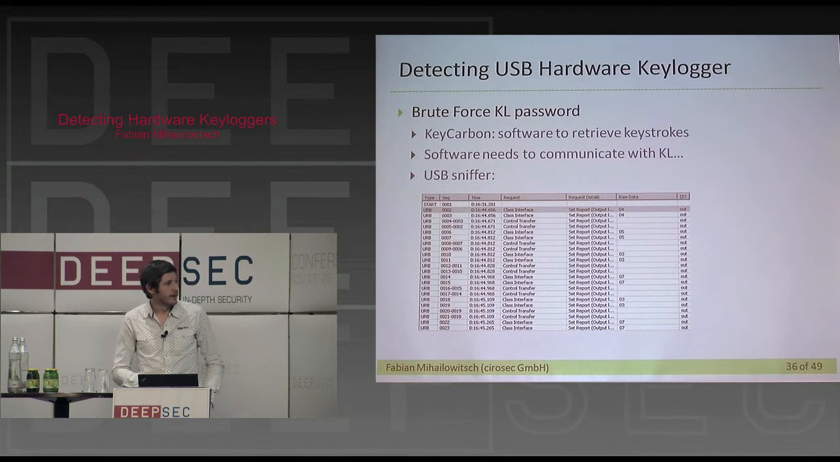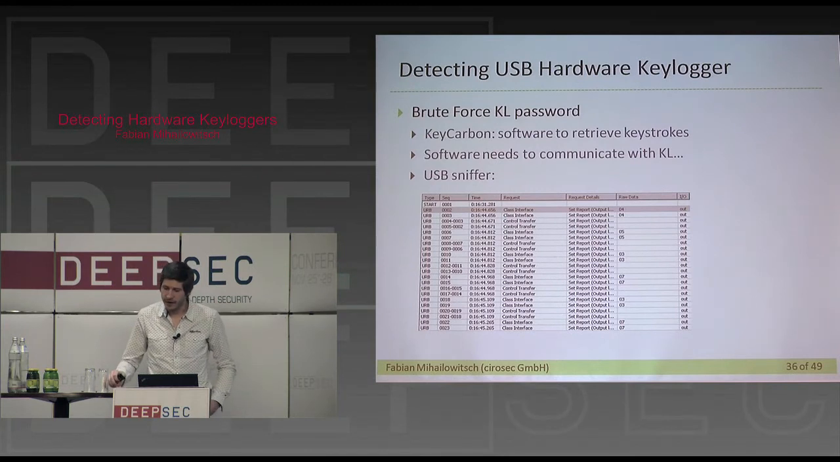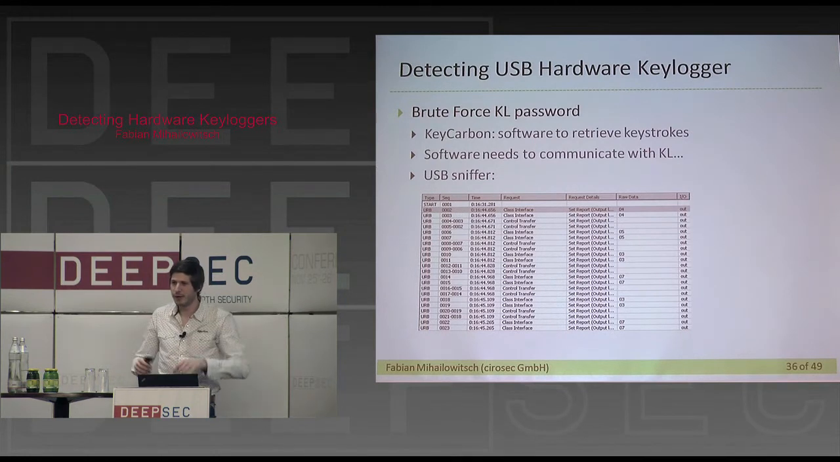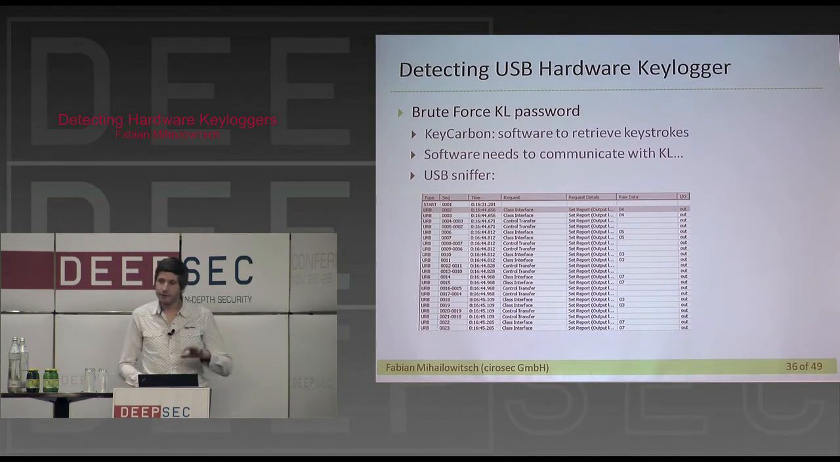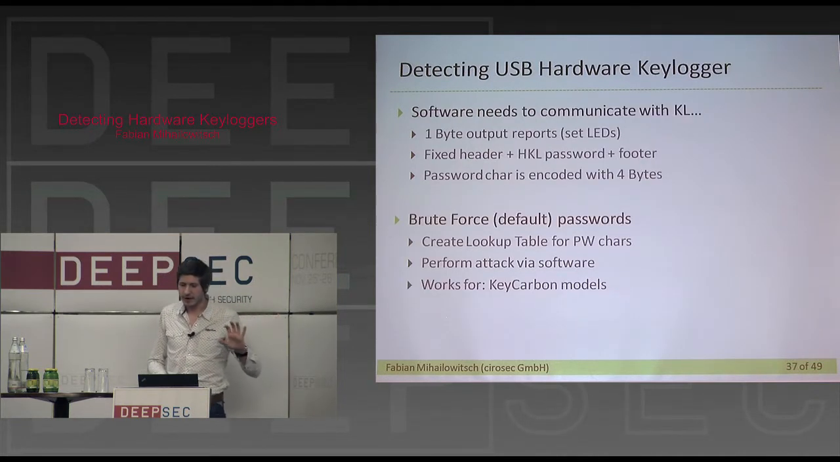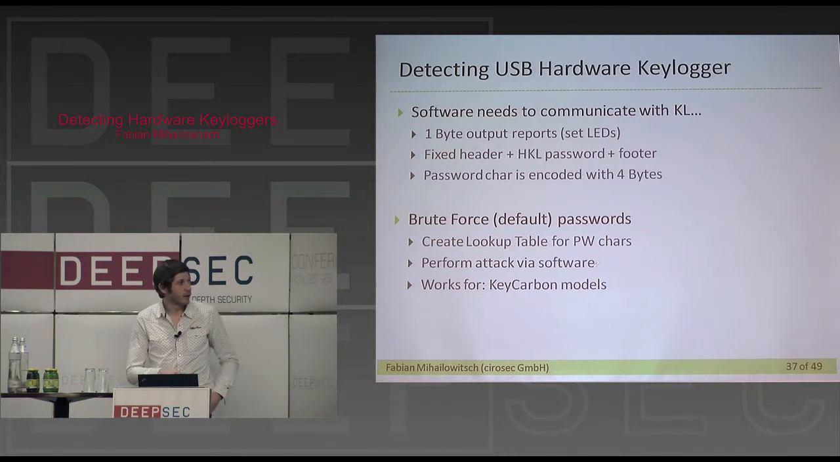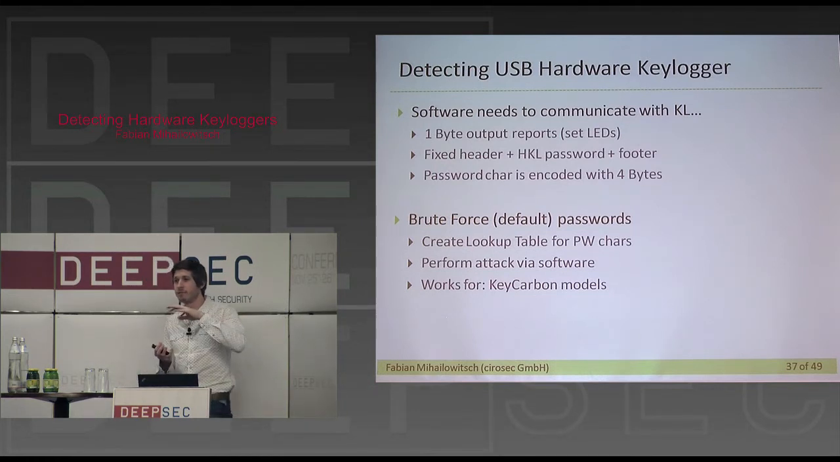You can see the control transfers. The PC can send the 1-byte control transfers I use to communicate with the keyboard. That's also the reason all the LEDs blink while you run the software on your keyboard. And you can see how it is used. If you look deeper into it and analyze the output reports used, you can determine there's a fixed header. Here we are, there's a fixed header. Then we have the password of the hardware keylogger that is sent. And then we have a footer.